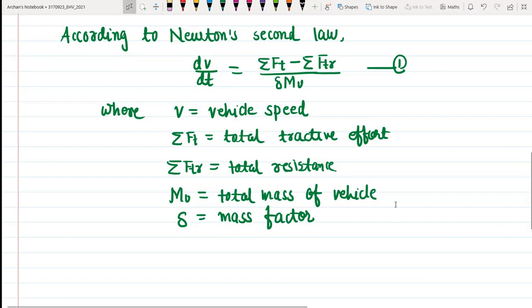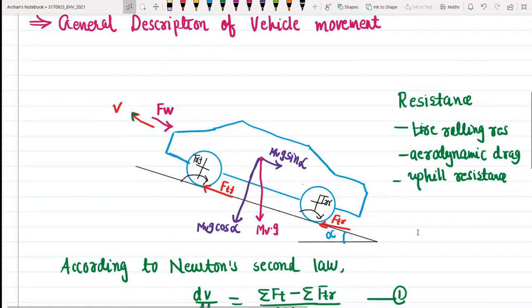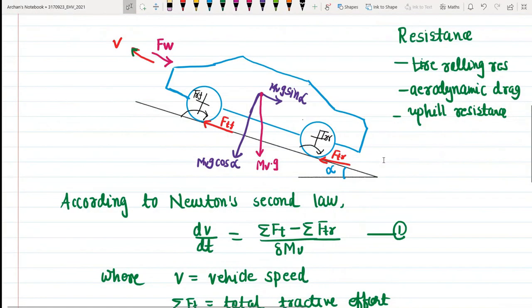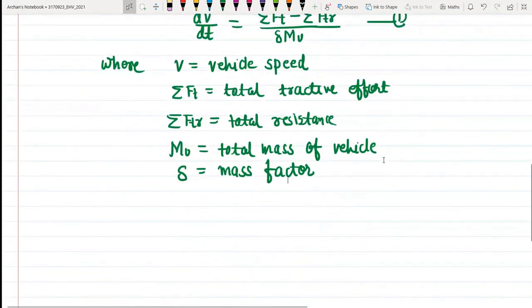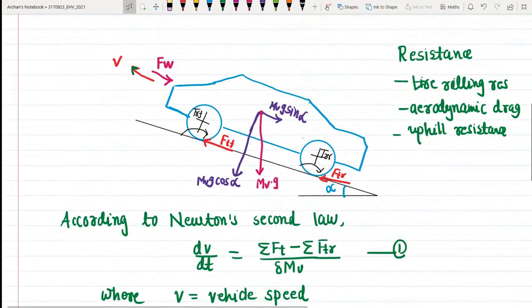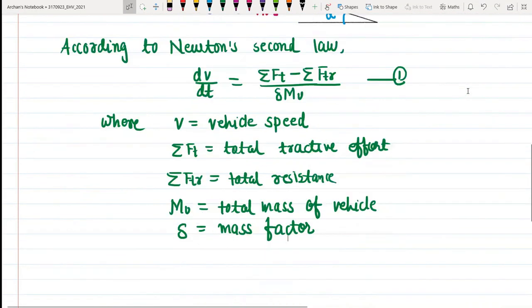So this was the general description of the vehicle movement. This is how our vehicle will move. This was the case of a vehicle moving up a grade. You may have the case of a vehicle moving on a flat surface, or moving down a grade. The same equation needs to be applied in each case, right? Now we have discussed these three resistances offered by the vehicle. The first one is rolling resistance, the second one is aerodynamic drag, and the third one is uphill resistance, which is also known as grading resistance.